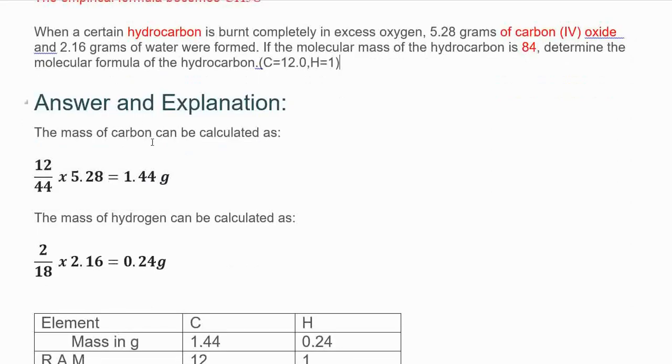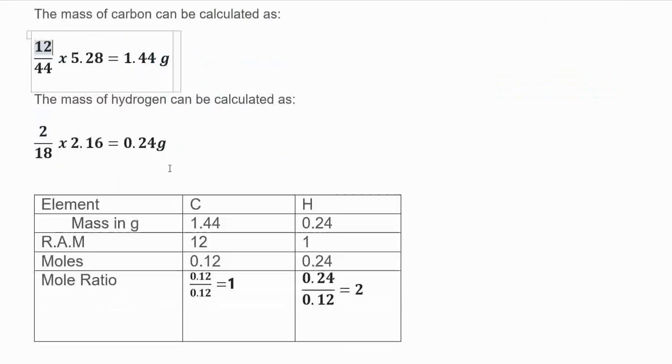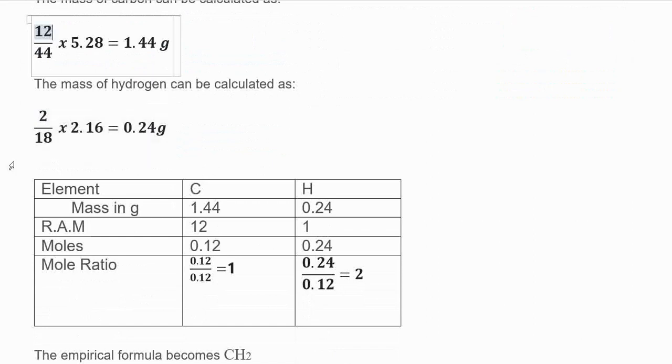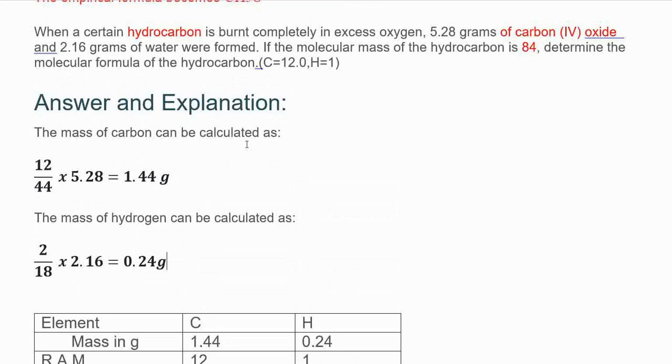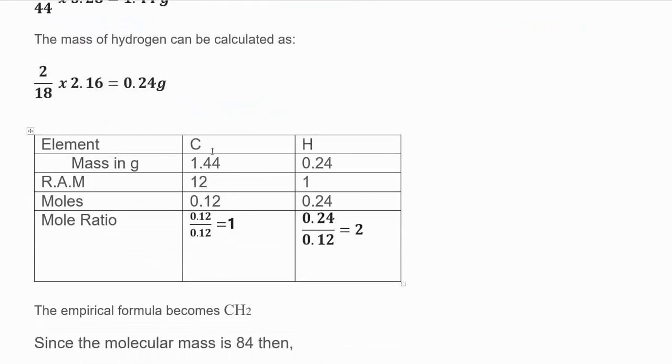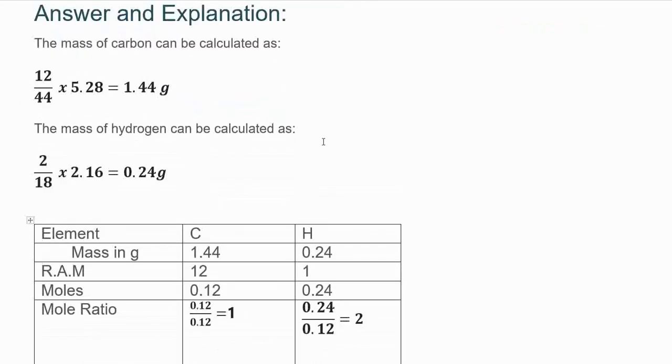So the mass of carbon is 12 over 44 times the total mass, which will give us 1.44. Mass of hydrogen is 2 over 18 times that, and it will give us this. First, we must get the empirical formula before we go to the molecular formula. So we will calculate the empirical formula like we have done the rest. So element: carbon, hydrogen. Remember, a hydrocarbon contains only carbon and hydrogen.